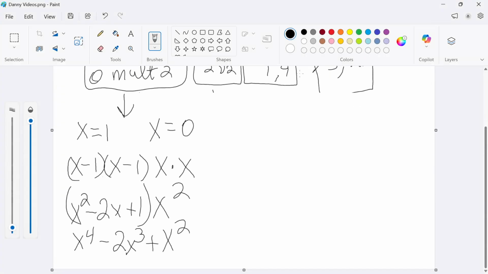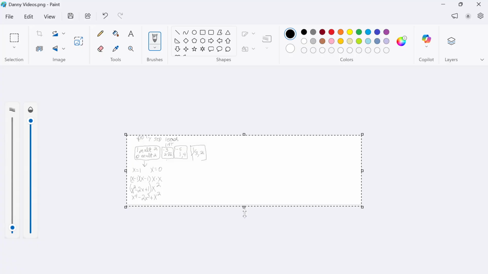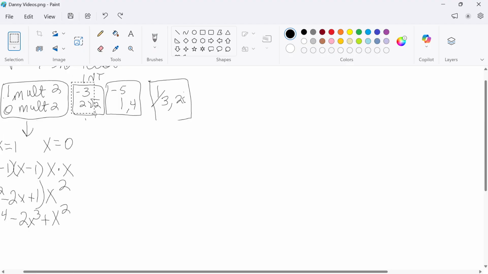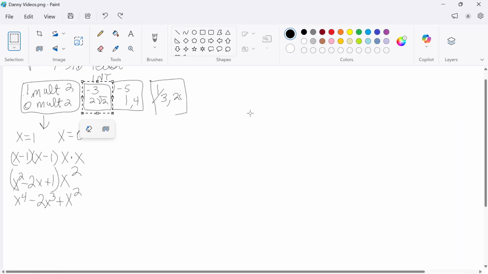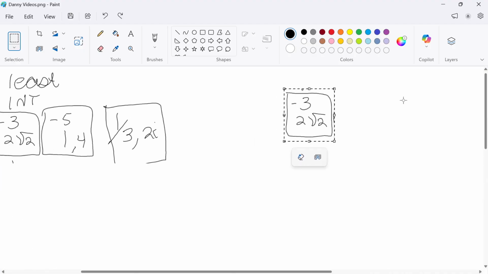Now, I got negative 3 and 2 square root of 2. I'll make a little bit more room over here. And it's the same thing. I want a polynomial of least degree that has these zeros. In standard form, I want to write it, which means the powers of x go down from left to right. And I want integral coefficients. In other words, they're all integers.